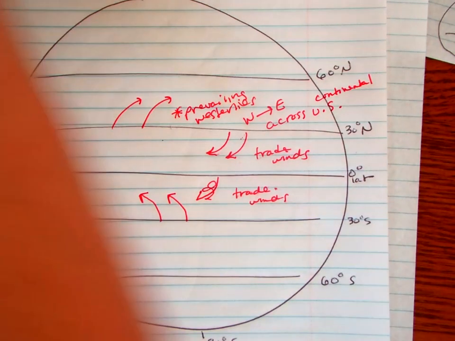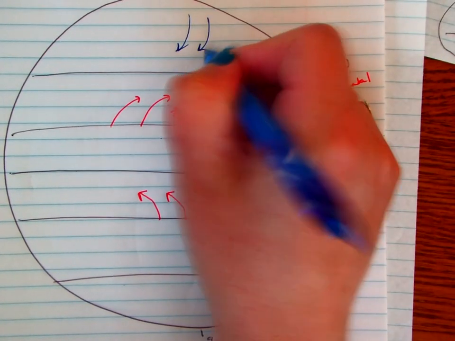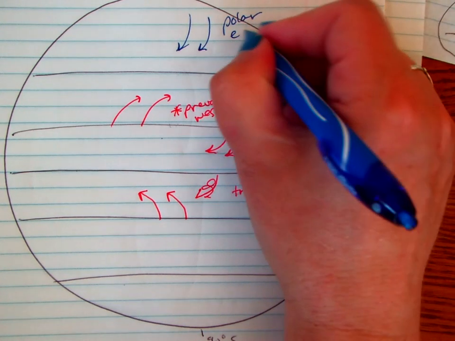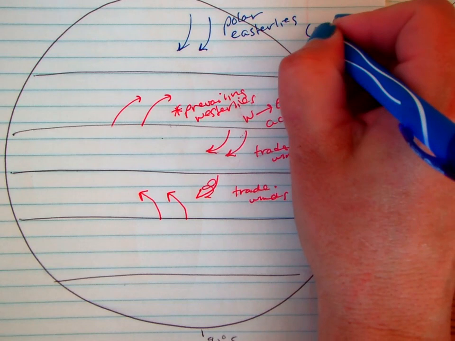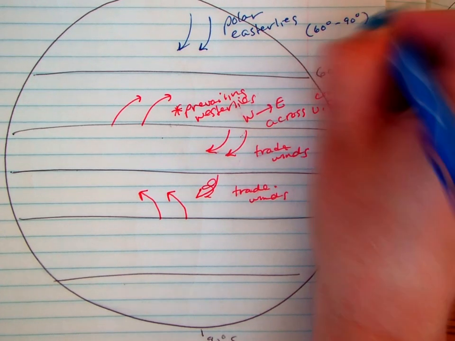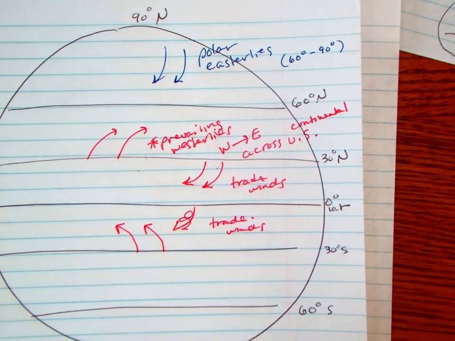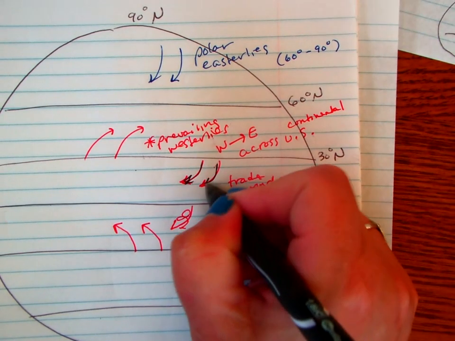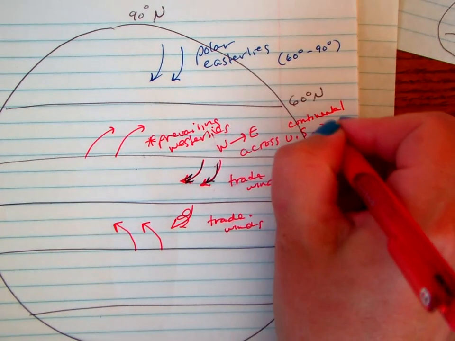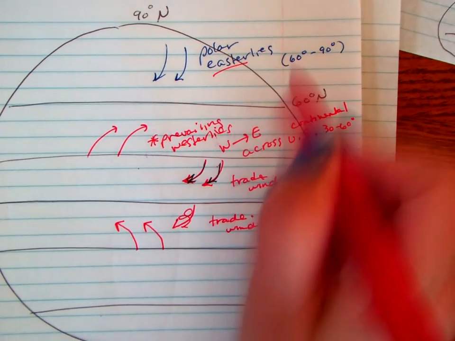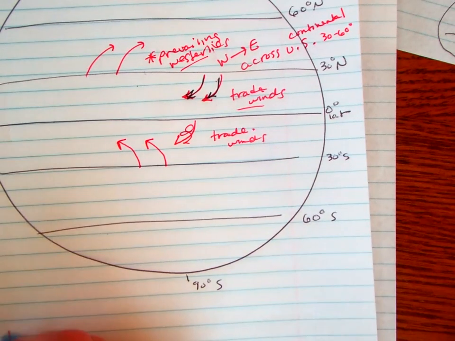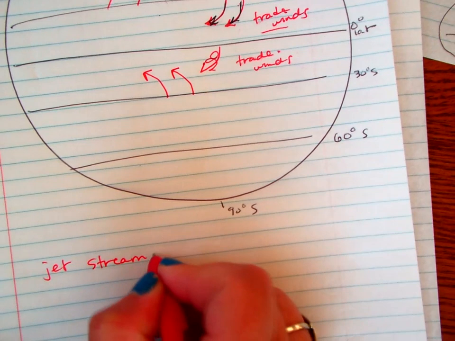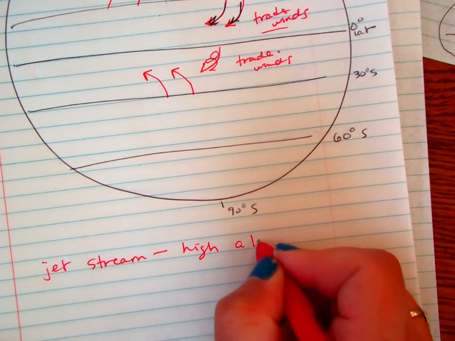And then you can also get things called polar easterlies, which happen from 60 to 90 degrees. Again, I'm looking mostly at the northern hemisphere here. I probably should have done the trade winds in a different color. And the westerlies will happen from 30 to 60 degrees. So these are your global winds. There's also something called a jet stream, which is another type of global wind. This is a high altitude wind.